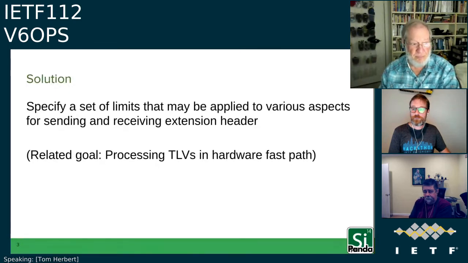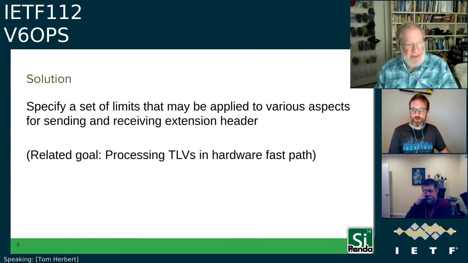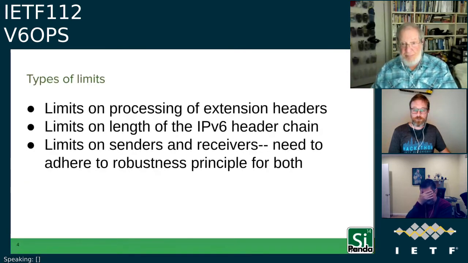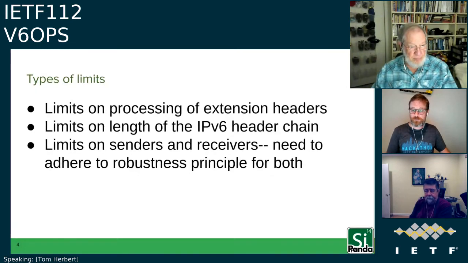So the idea is we want to specify a set of limits for both sending and receiving extension headers. There are various types of limits. One of the limits is on processing of extension headers. Basically, this would be the number of extension headers, the number of options within hop-by-hop or destination options, the length of options. So all the parameters with regards to variables of extension headers. That would be one set of limits.